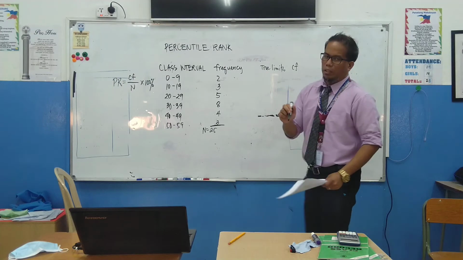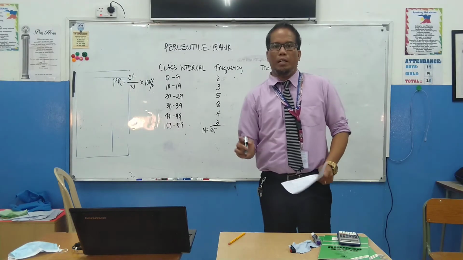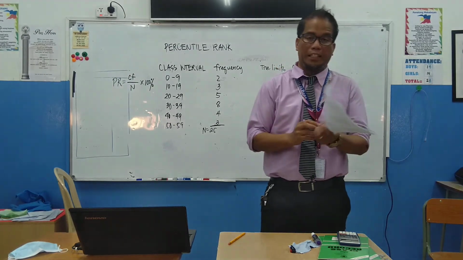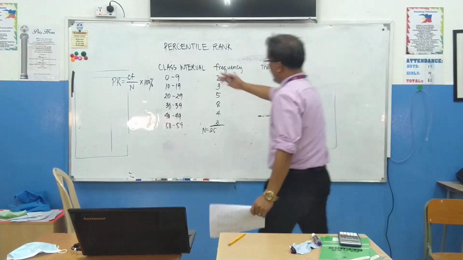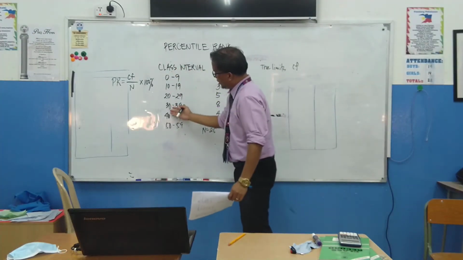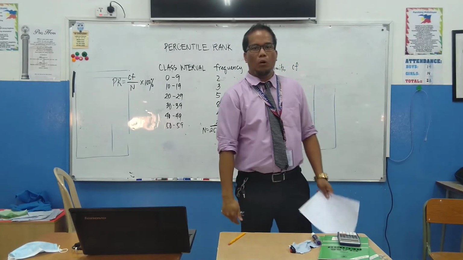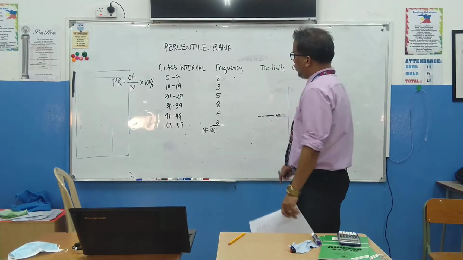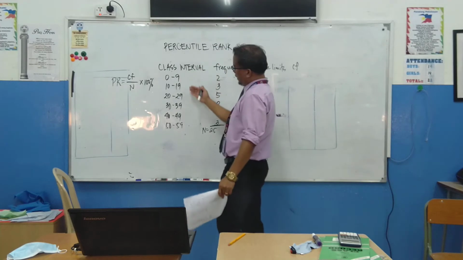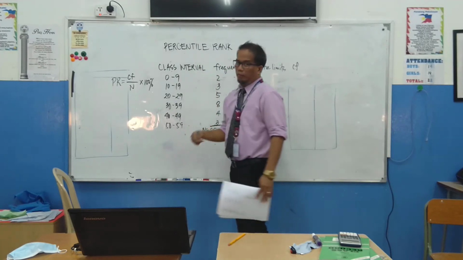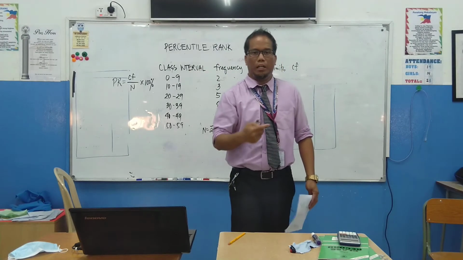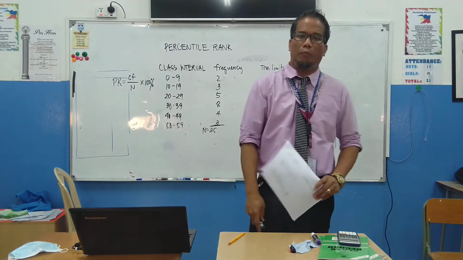For the true limits, we have the lower limits and the upper limits in the class interval. In this case, we have 0, 10, 20, 30, 40, 50. Those are the lower limits of the class interval. While 9, 19, 29, 39, 49, and 59 are the upper limits of the class interval.